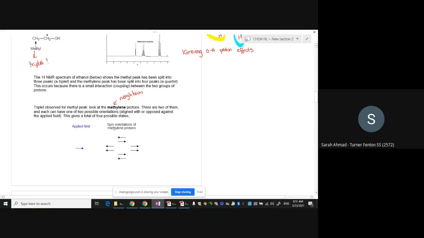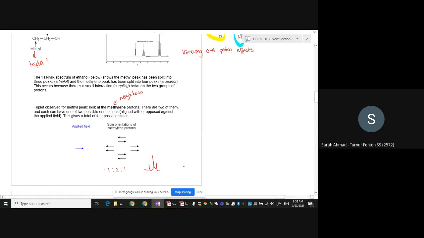What they're saying is that when the field is applied, the neighboring protons can both align against the field, or both align with the field, or one can go against and the other align, or the other way around. So think about the probability. In terms of probability, it's a 1 to 2 to 1 ratio, right? Hence, I draw my triplet that looks like this.